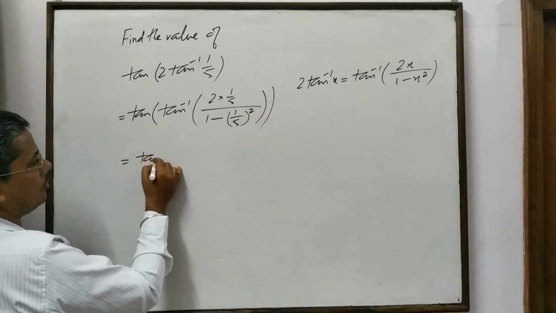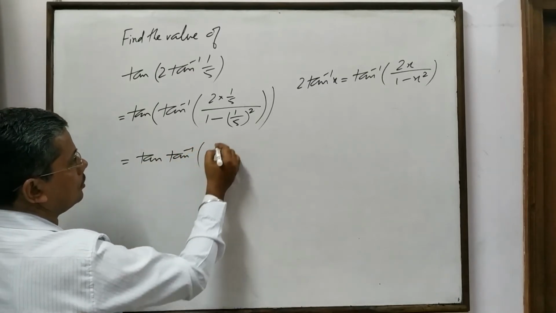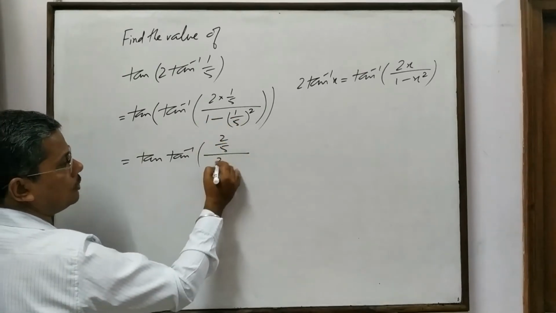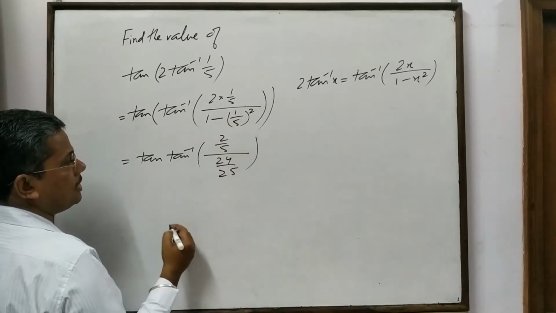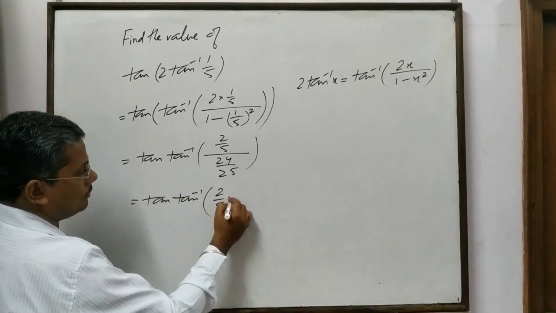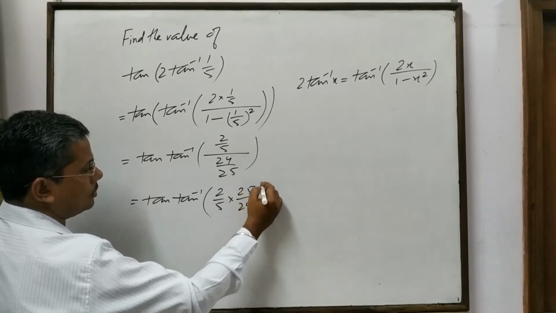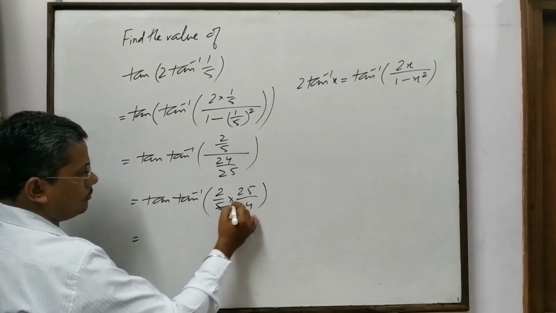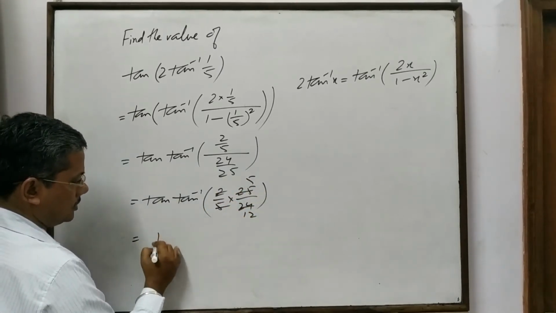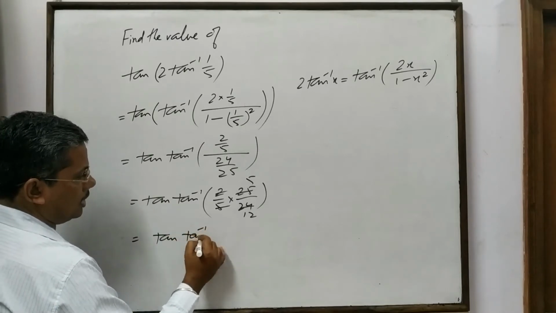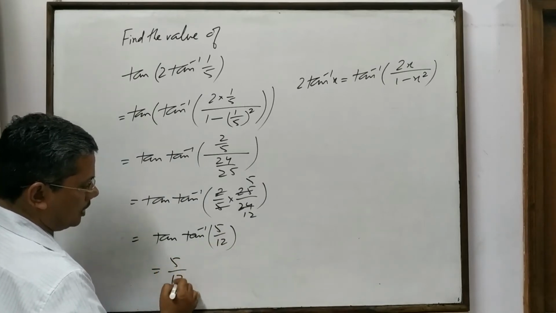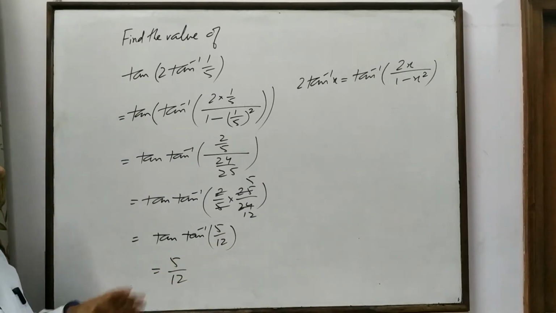So this is tan of tan inverse 2 upon 5 divided by, this is 1 upon 25, 25 minus 1, 24 upon 25, LCM ले लिया, और this is tan of tan inverse 2 upon 5 into 25 by 24. So this is 5 5s are 25, 2 12s are 24. So tan of tan inverse 5 by 12. So your answer is 5 by 12. So this is one way of solving the question.